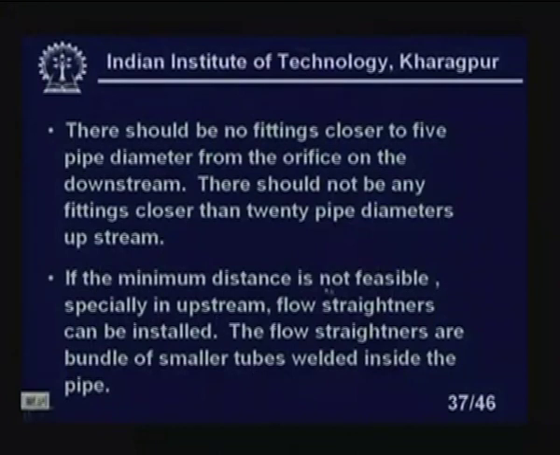If the minimum distance is not feasible, especially in the upstream, flow straighteners can be installed. Flow straighteners are a bundle of smaller tubes welded inside the pipe. So, it will make the flow straight, so that the problem which occurred due to the pipe bending, elbow, T can be minimized by using the flow straighteners.